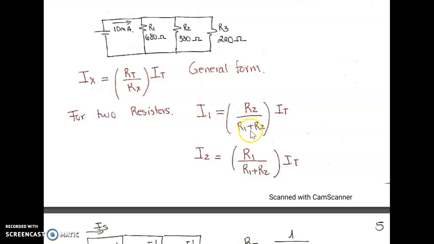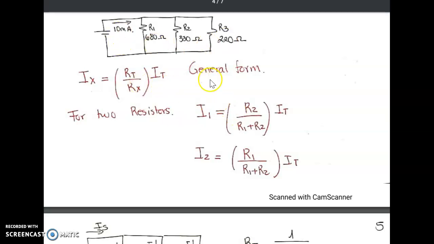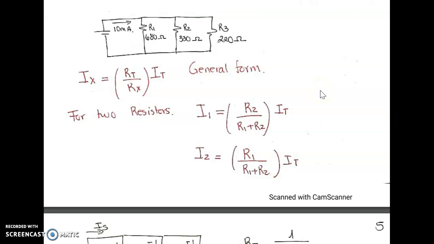But if we have more than two branches, it is just time efficient to calculate the R total. So it depends on what we have. That's how we decide which formula we use.